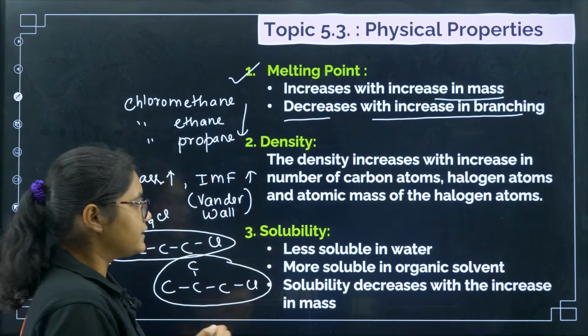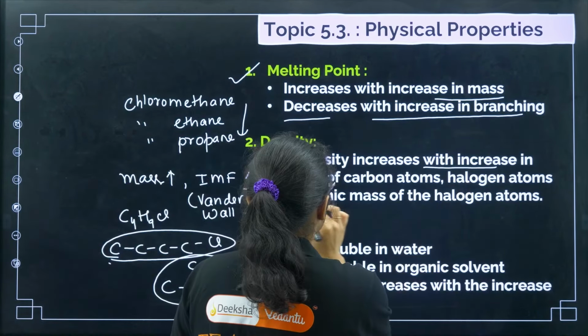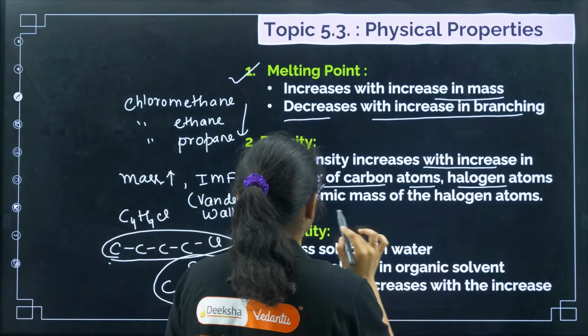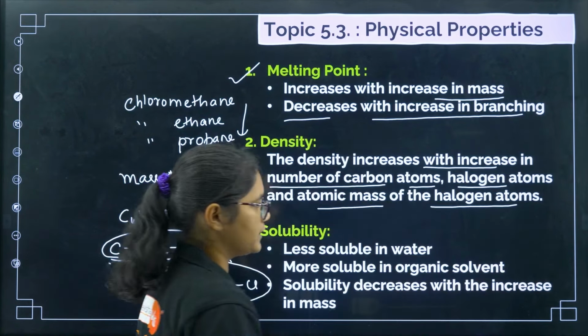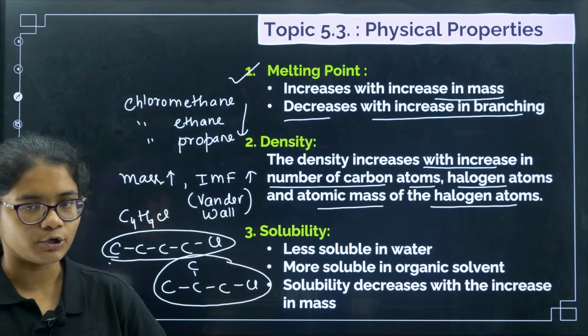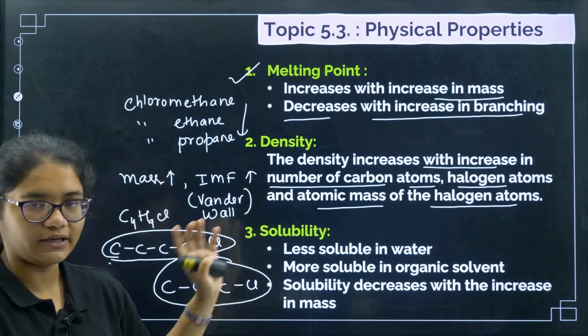Next, coming to density. Density increases with the increase in the number of carbon atoms, halogen atoms, and the atomic mass of the halogen atoms. Since density is equal to mass by volume, if mass is increasing, density will increase.